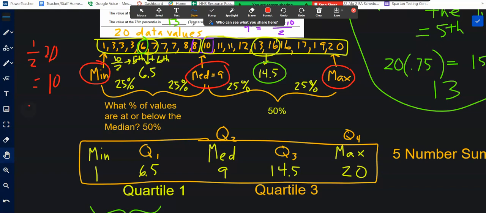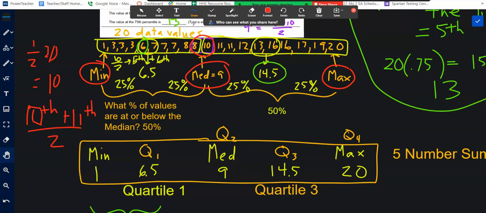So we know it'll be the average of the 10th and the 11th data values, right? 10th plus 11th all over 2, which happens to be the 8 and the 10 right in the middle. If you average them together, you get 9, right? 8 plus 10 all over 2 is 9. Okay.